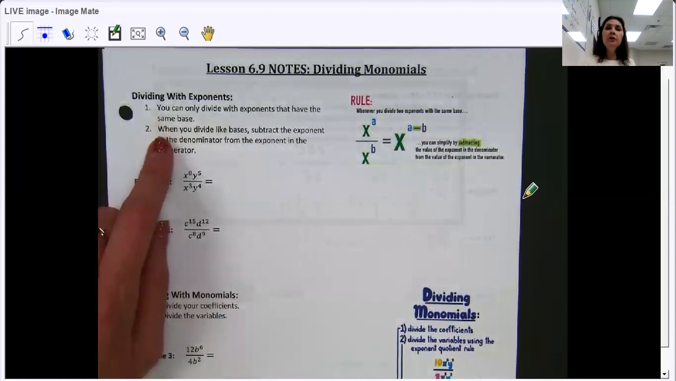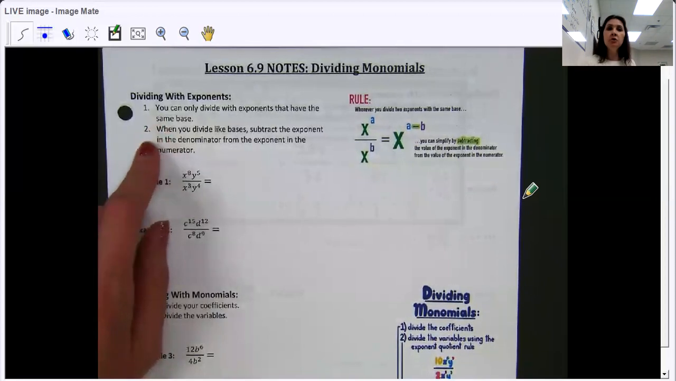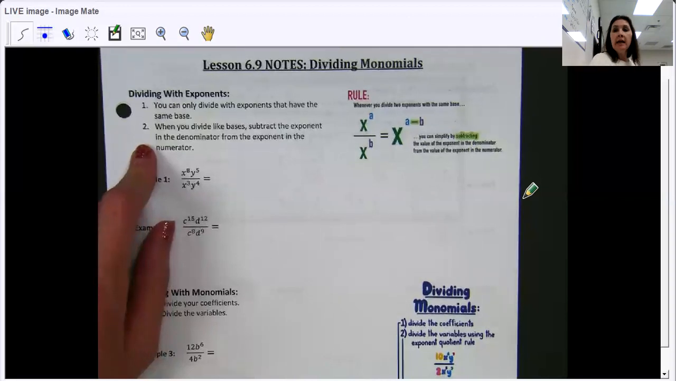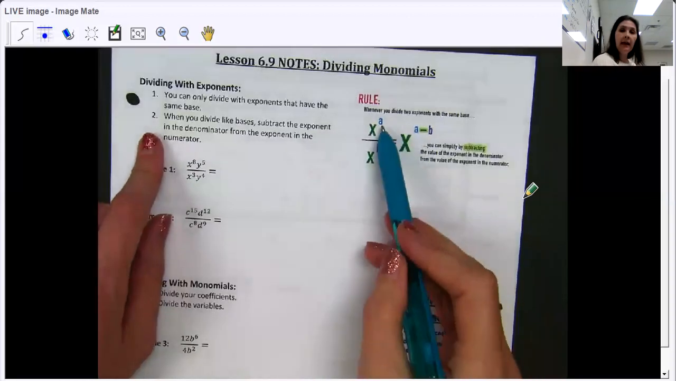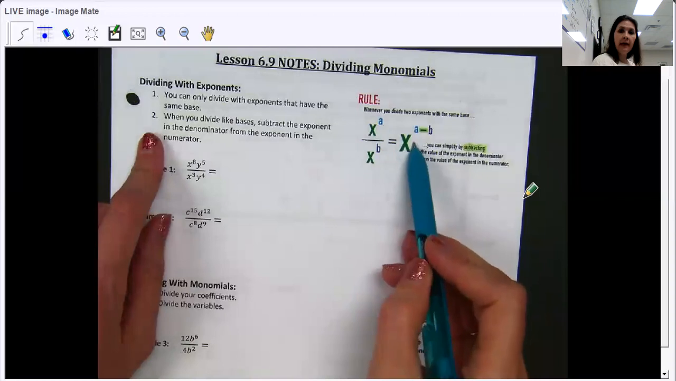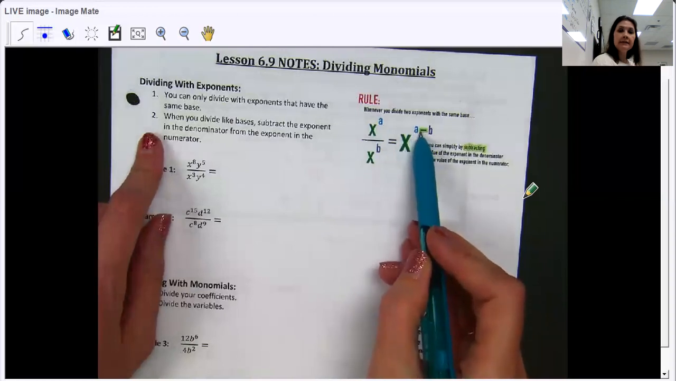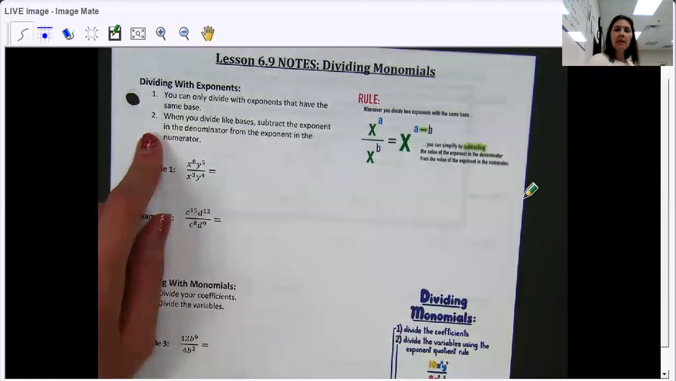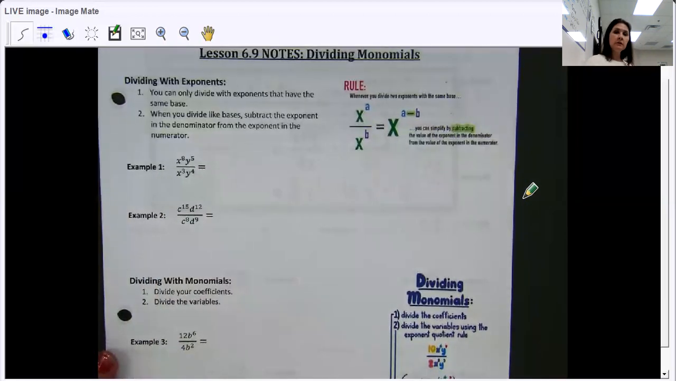Okay. When you divide with like bases, you will subtract the exponents in the denominator from the exponent in the numerator. Actually, that should be around. You basically just subtract them. So in this example, we would take x to the power of a minus x to the power of b. Okay. So let me show you what this looks like in our notes.